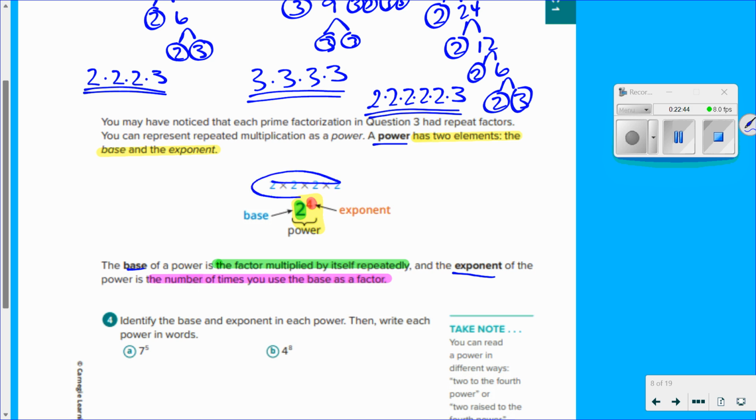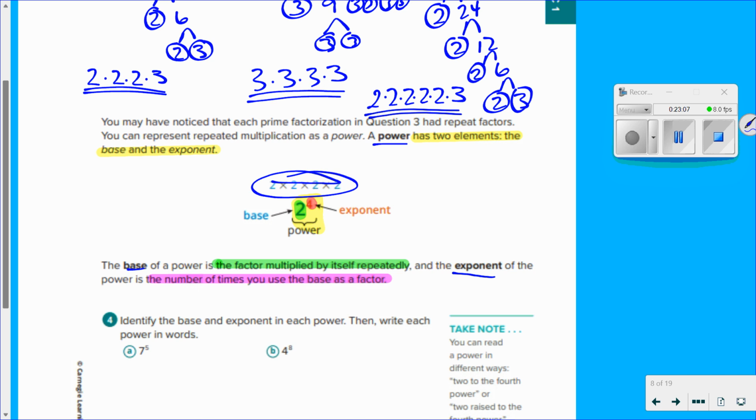We said it was 2 times 2 times 2 times 2, right? So if I go through and I do the math, what's 2 times 2? 4. What's 4 times 2? 8. What's 8 times 2? So what is the value of 2 to the 4th power? 16, not 8. Please don't make that error. That is the single most common error they make.